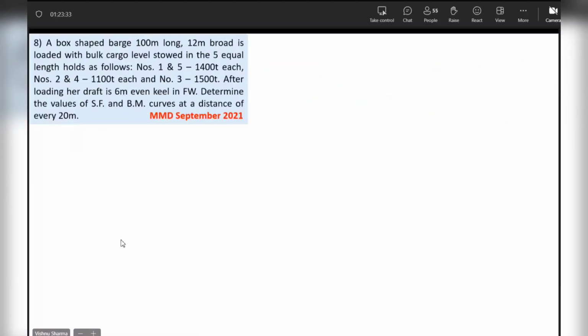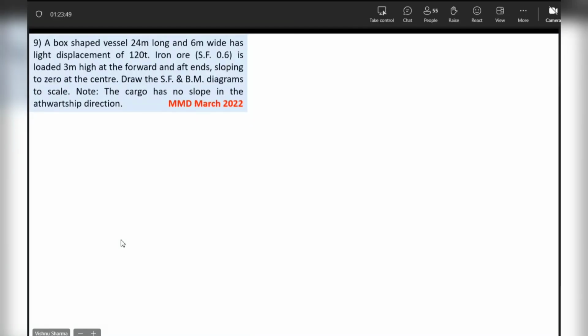Then a box-shaped vessel, bulk cargo stored in 5 equal holds. Same question. Only thing is it is in fresh water, 6 meter draft. Weights have been changed. So same question, except the values changed. Okay, now we come to this one.